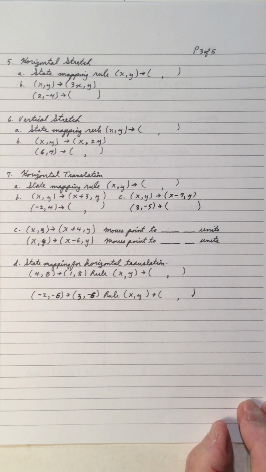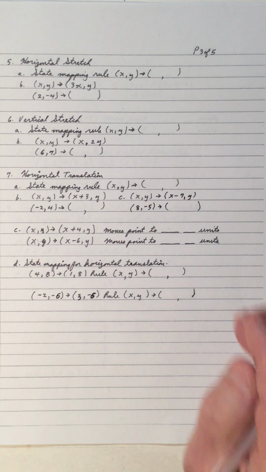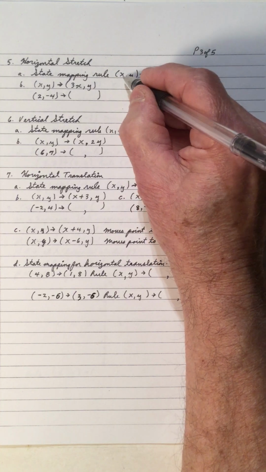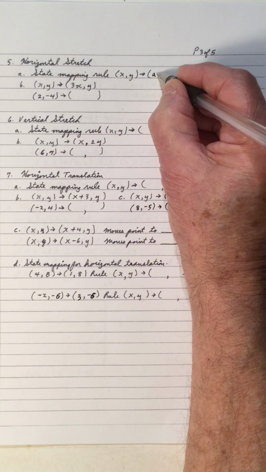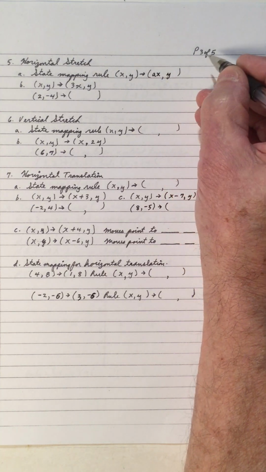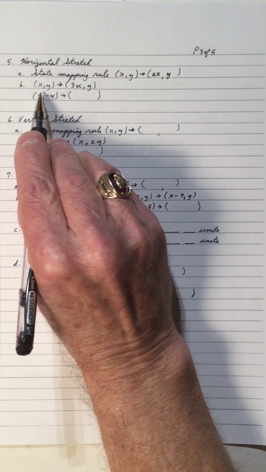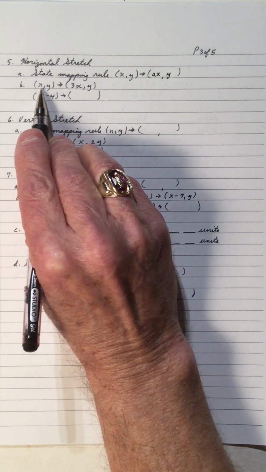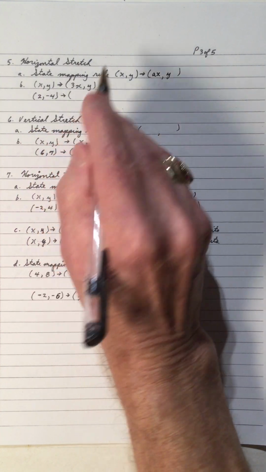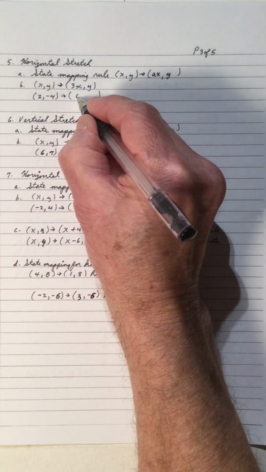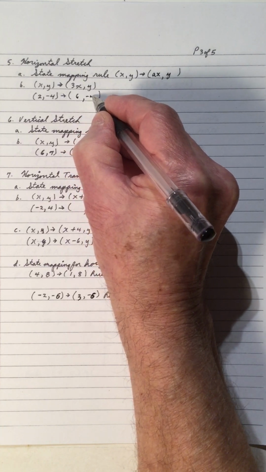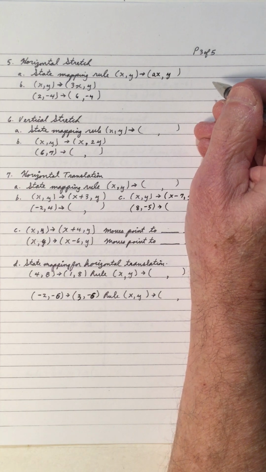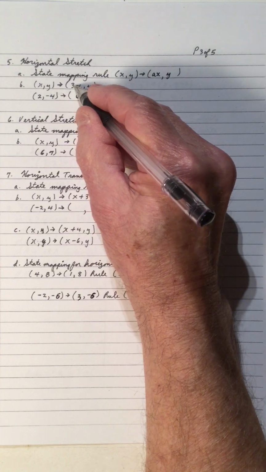Another type of transformation is the horizontal stretch. The horizontal stretch is stretching the value of the x. So the mapping rule on the horizontal is what we call a x, but we're not changing the y. So in the horizontal stretch, you're multiplying the x value by a certain number. So x comma y goes to 3x, y. So 3 times 2 is 6, but you're not changing the y. Horizontal stretch is multiplying the x value by whatever it is in front. So here it's a 3.